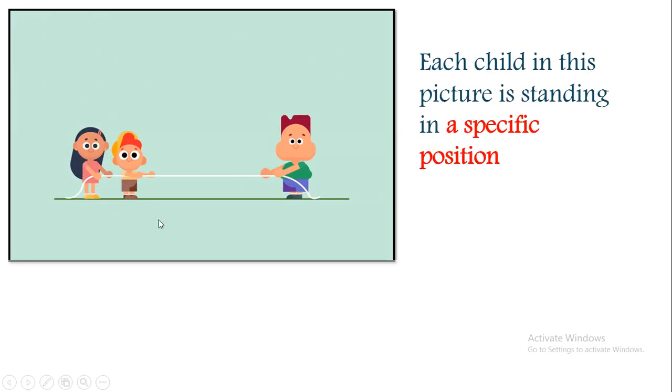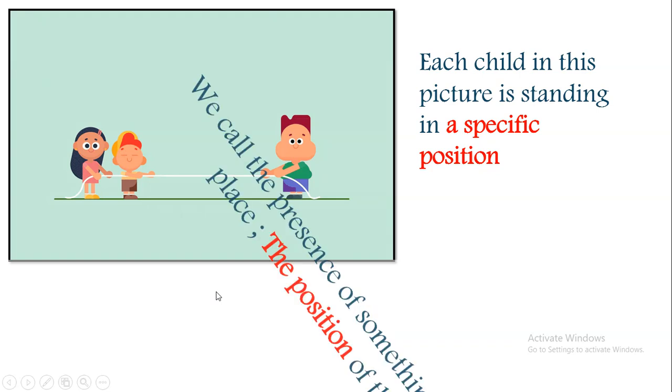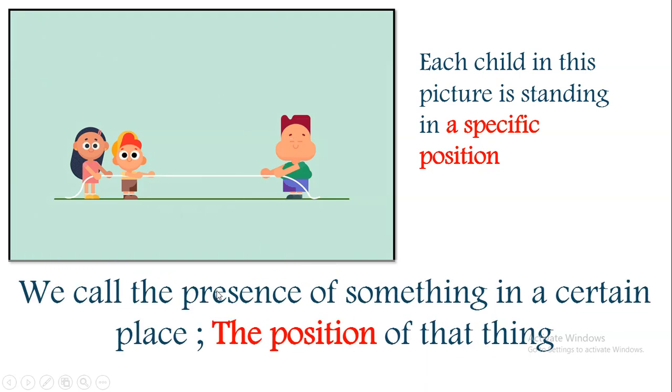Each child in this picture is standing in a specific position. What's the meaning of position? It means a certain place. Now we call the presence of something in a certain place the position of that thing. So this is the position of this girl. This is the position of this boy. And this is the position of this boy.